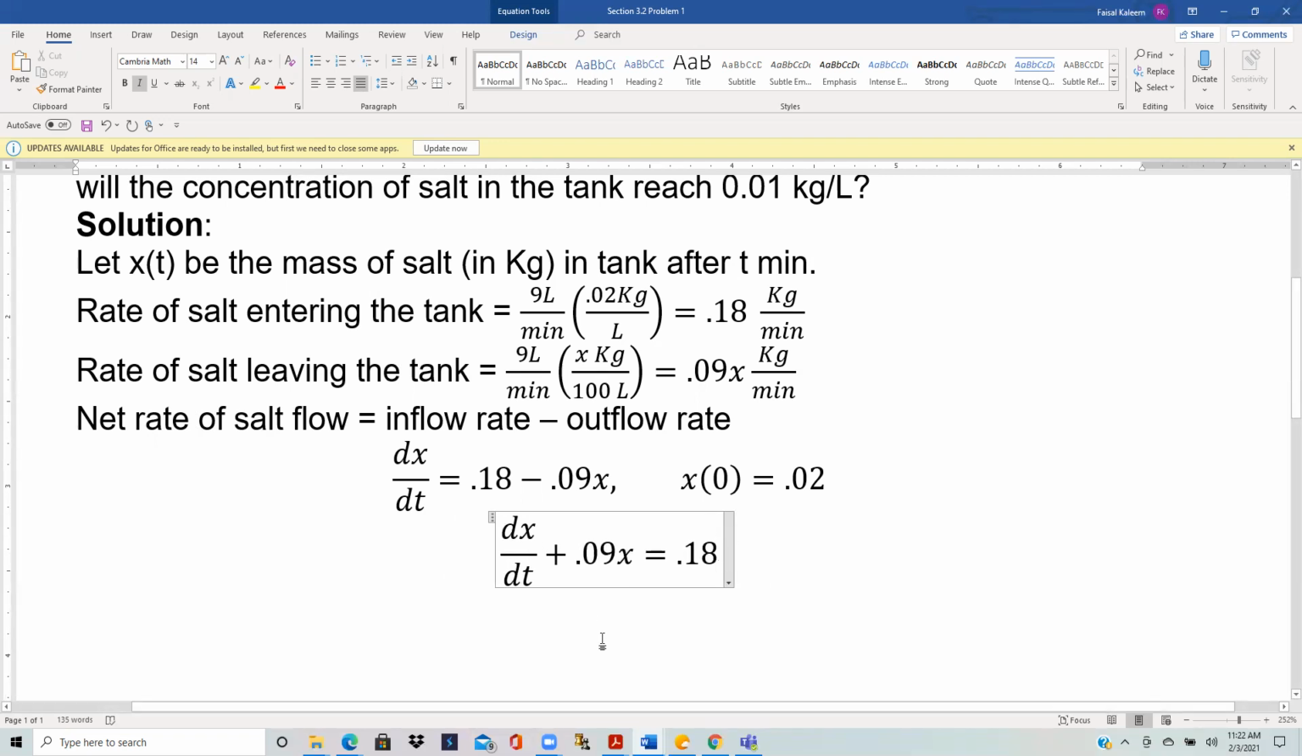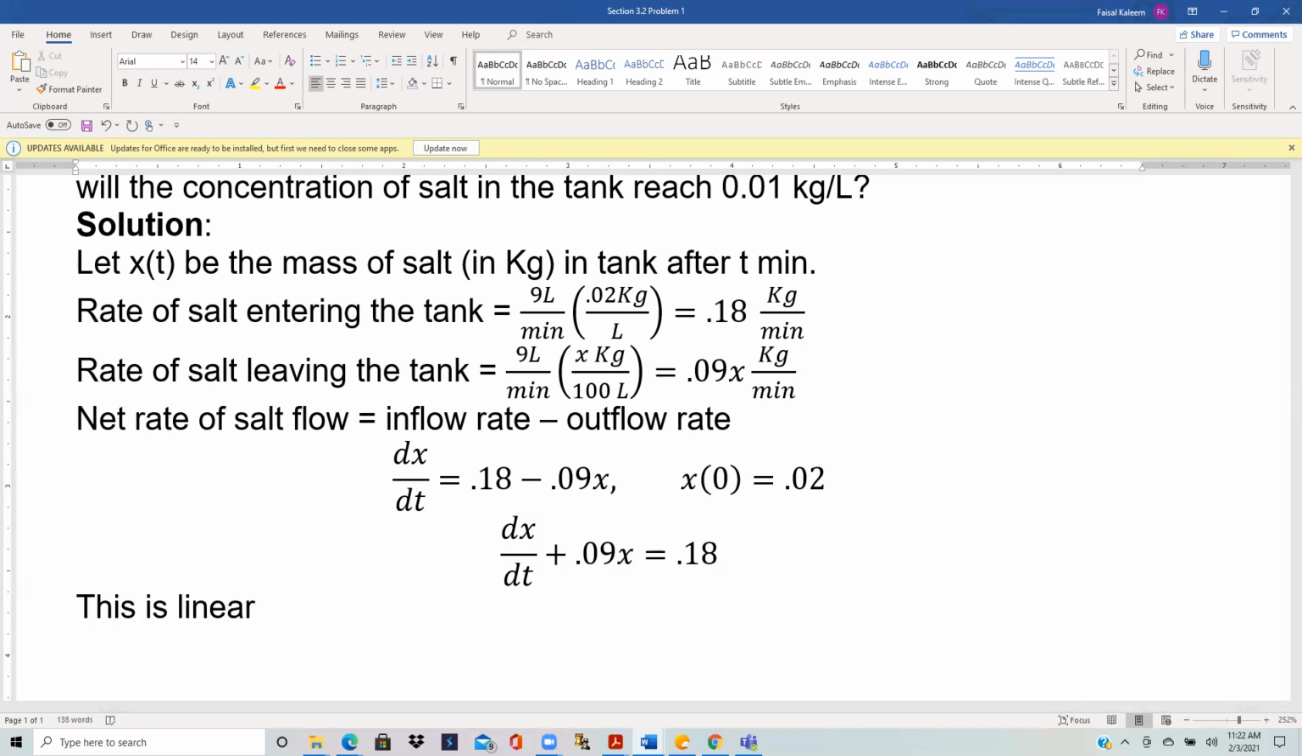So you recognize this as a linear equation. So dx over dt plus x times a function of t equals another function of t. Remember, our general form is dy over dx plus y times a function of x equals another function of x. So in this case, x is playing the role of y and t is playing the role of x. So you can say this is linear.